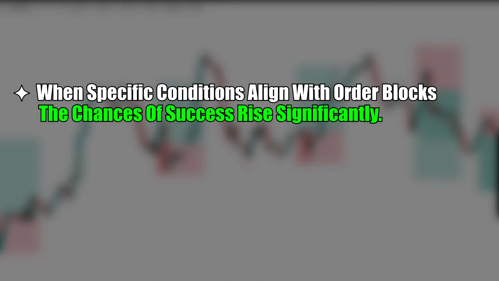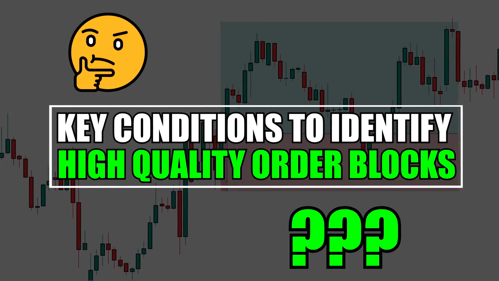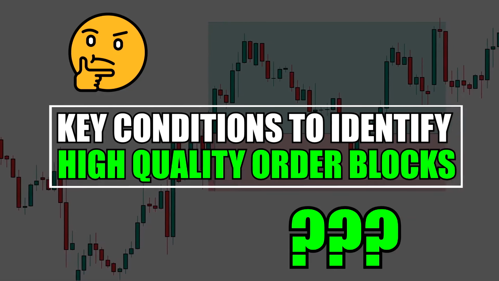When specific conditions align with order blocks, the chances of success rise significantly. We also began to see recurring patterns on the charts that helped improve overall performance in a big way. So, let's go over the key conditions that help us identify high-quality order blocks.